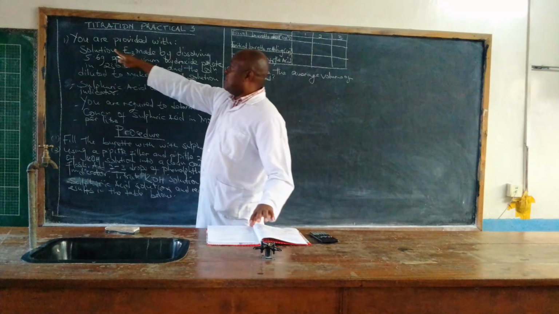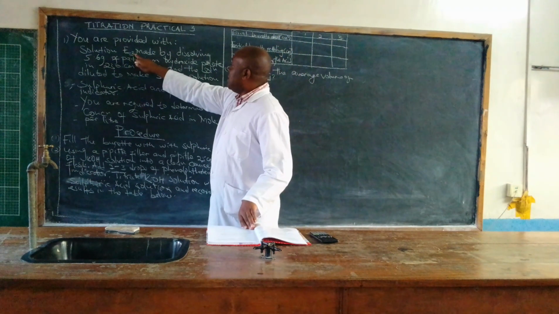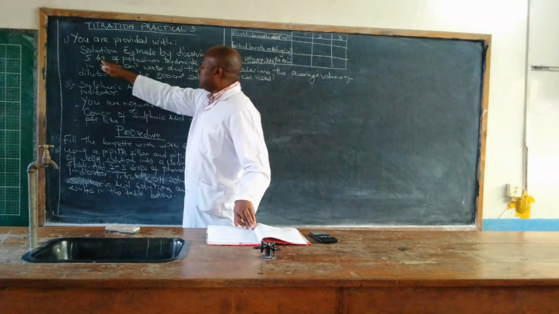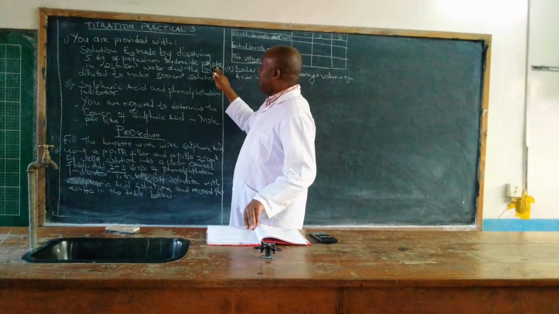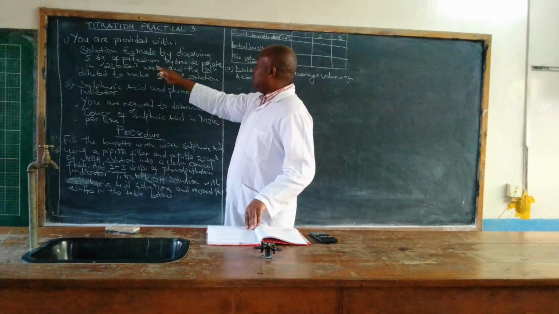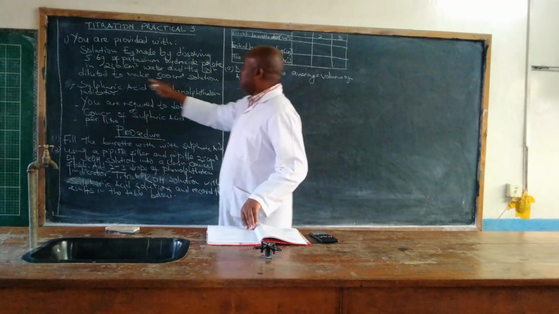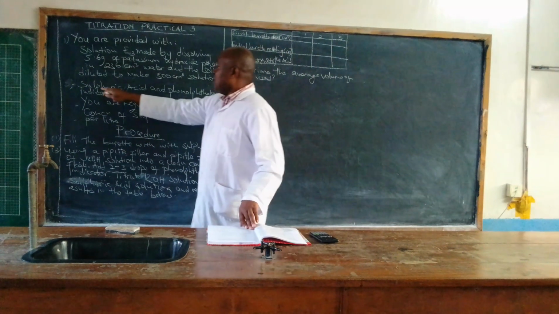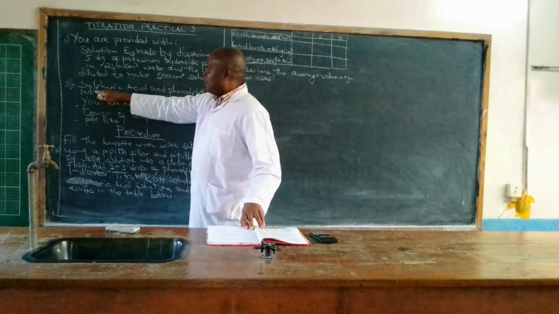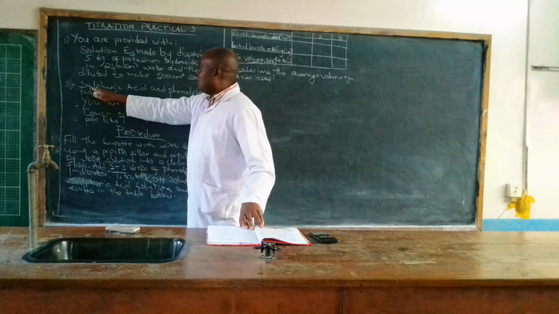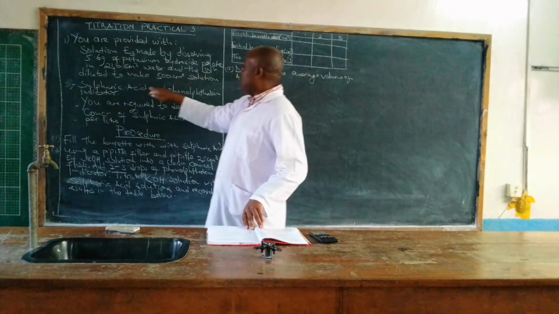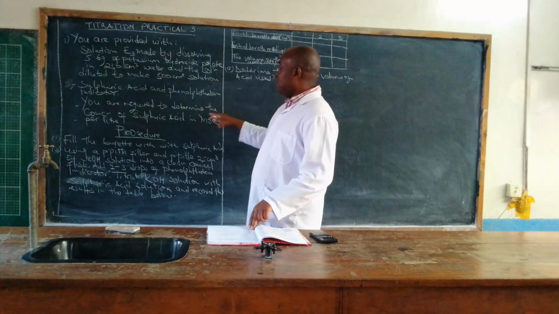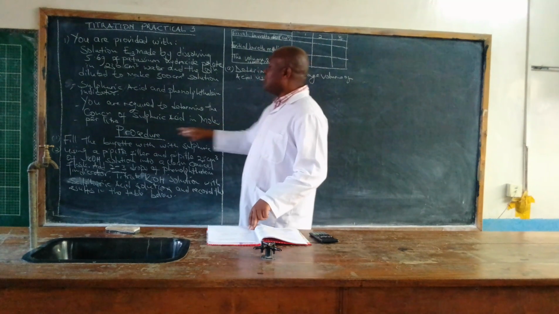You are provided with solution E, made by dissolving 5.6 grams of potassium hydroxide pellets in 250 cubic centimeters of water, and the solution diluted to make up to 500 cubic centimeters. Then solution F4, this is sulfuric acid, and phenolphthalein indicator are also provided. You are also required to determine the concentration of sulfuric acid in moles per liter.